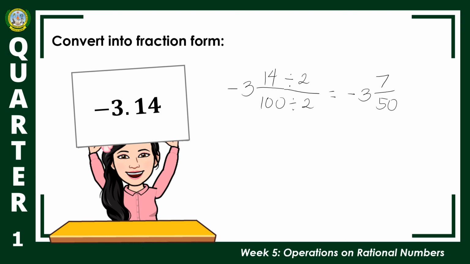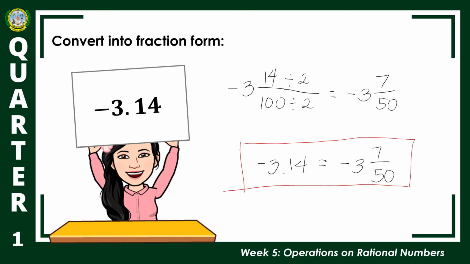7/50. And since ang 7 ay prime number na yan, of course, wala na tayong ibang makikitang GCF between 7 and 50. Ano po? So, ito na yung magiging final answer natin. Negative 3 and 14 hundredths is equal to negative 3 and 7/50. Okay, ayan. So, yan ang ating final answer.